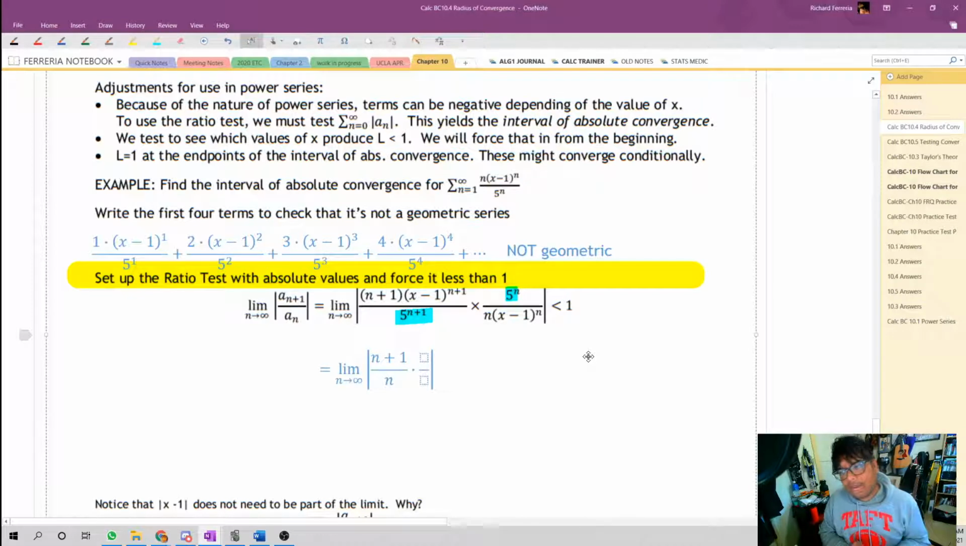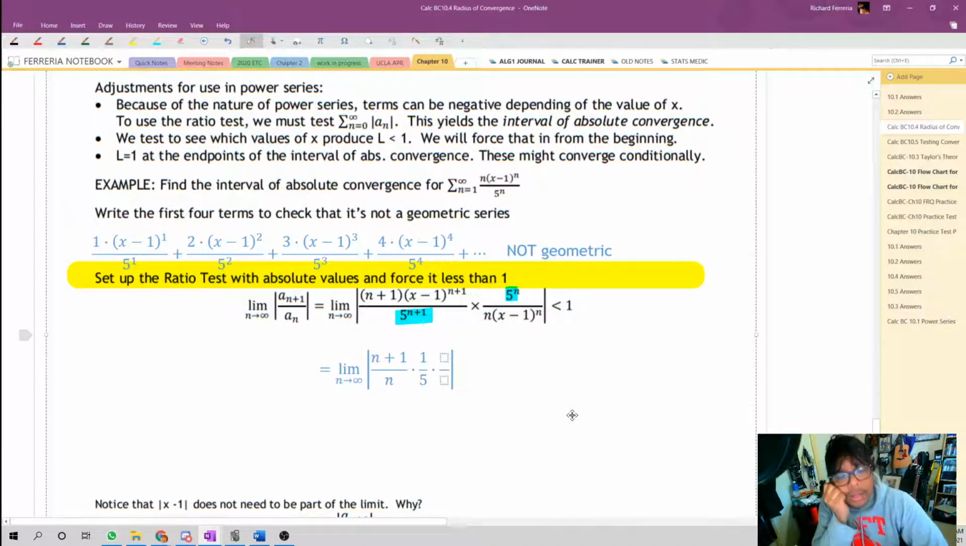Next, I've got 5 to the n over 5 to the n plus 1. I know how that simplifies because I did all my homework yesterday: the 5 to the n is going to cancel out with a 5 to the n in the denominator, and the only thing left is a 5 in the denominator.